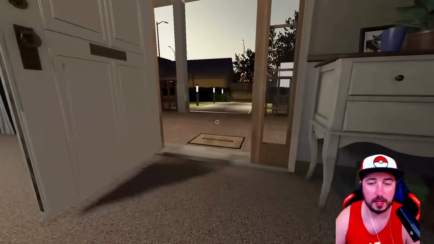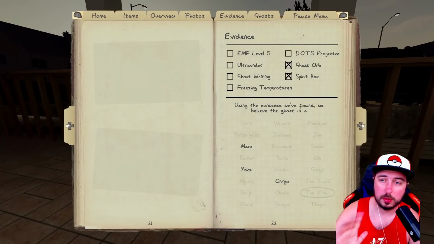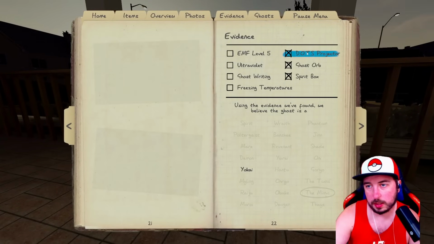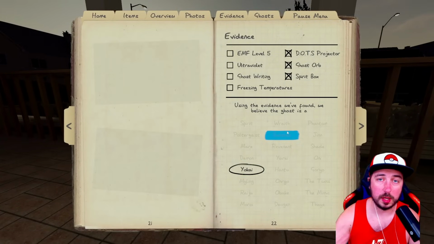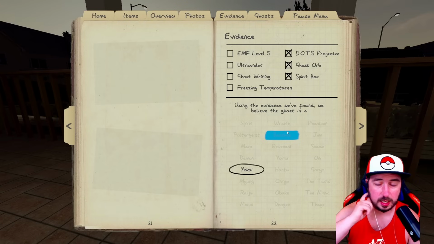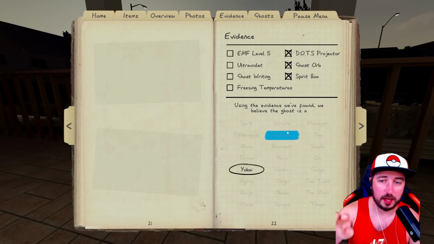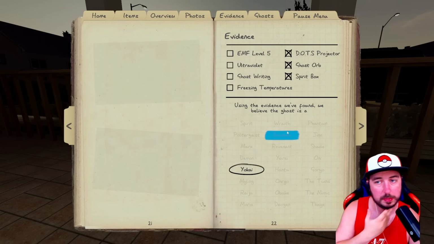So what does that mean? Could it be a mimic now? The answer is no, it cannot. It's a Yokai, because again, mimics cannot mimic dots, EMF 5, or ghostwriting. So if you get one of those along with orbs, you know it's not going to be a mimic. The orbs are going to be real.